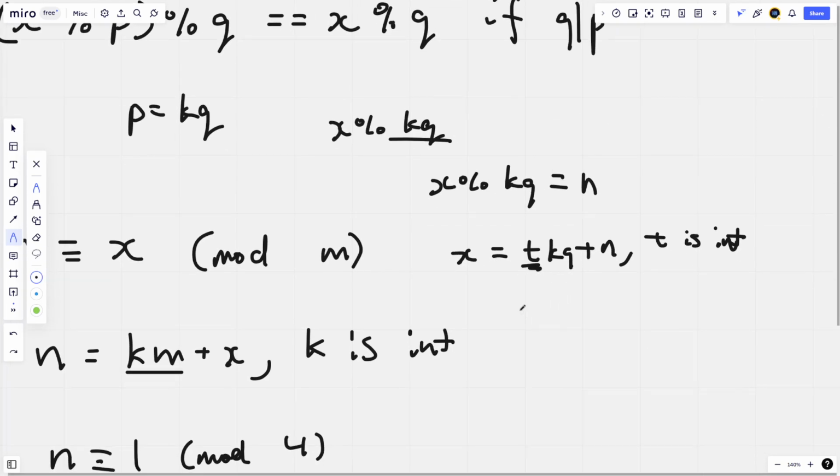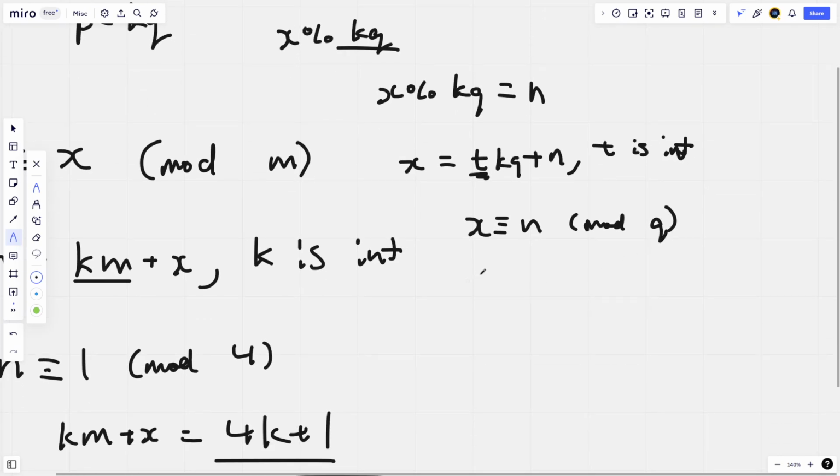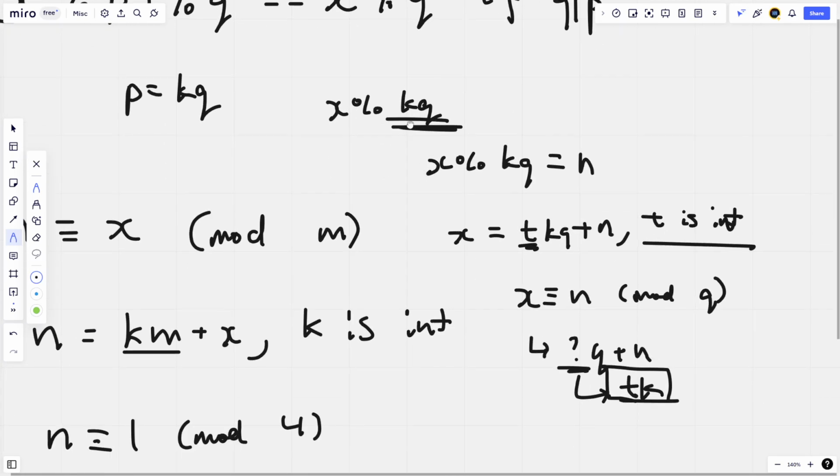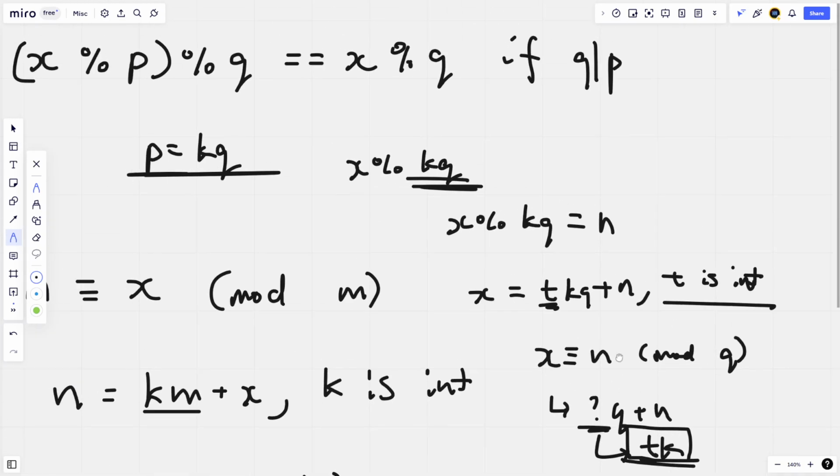Well, x is also equivalent to n mod q, because it is of the form something times q plus n, where in this case this something is equal to tk. Since t is an integer and k was an integer as defined here, then tk is also an integer. So x is also equivalent to n mod q.